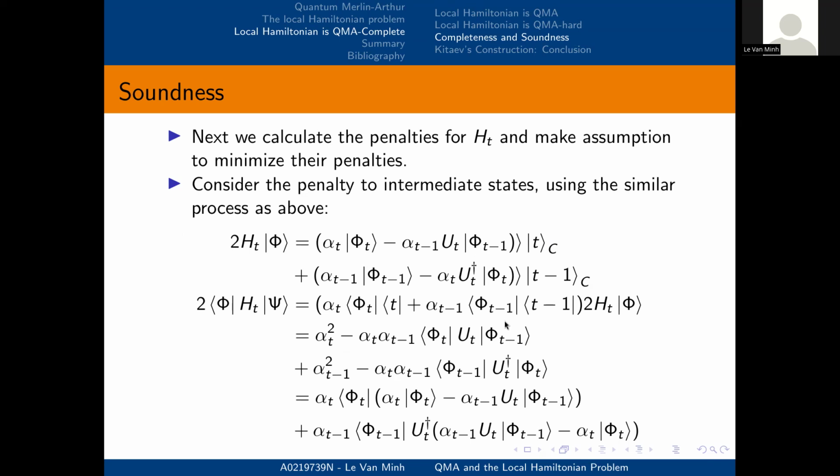Next, we calculate the penalties for H and make assumptions to minimize the penalty. That is, we can minimize the penalty for the initial term, the final term, and all the intermediate terms. We consider the penalty to the intermediate state using a similar process to what we have applied, and we will get the same result, except for the fact that now we have the term alpha t minus 1, and so on.